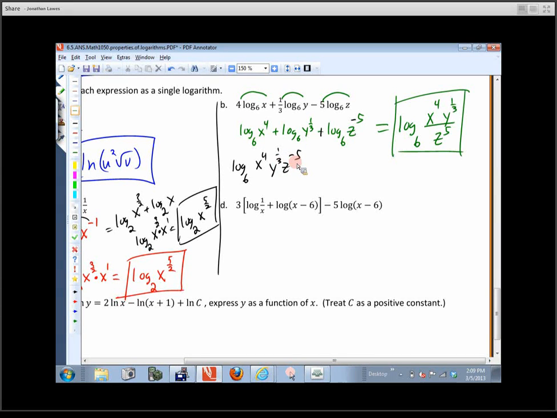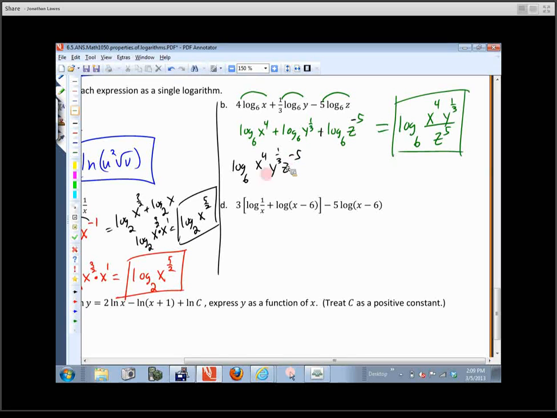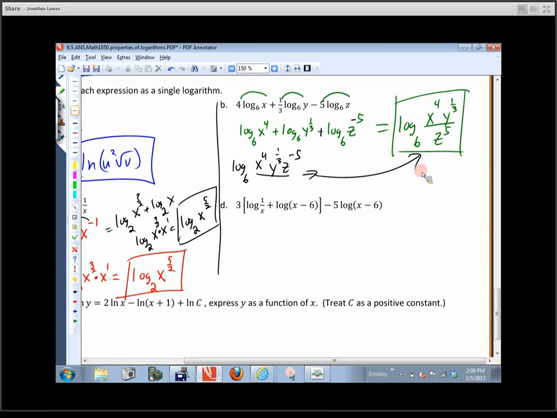Do we like negative exponents? Generally not. We usually don't like leaving an answer with a negative exponent. So I can change the sign of the exponent by moving it from the top down to the bottom. So then it becomes this right here. Do you see how there's more than one way to get to the correct answer?